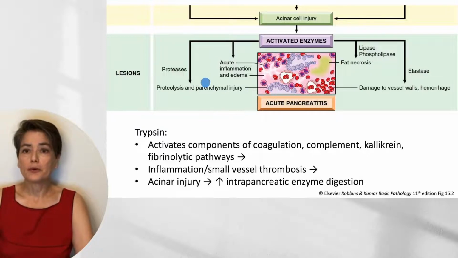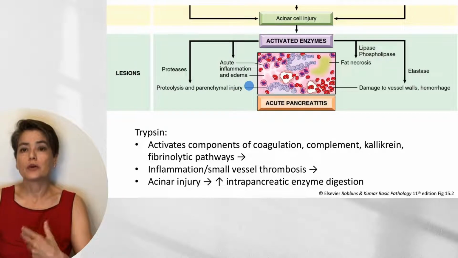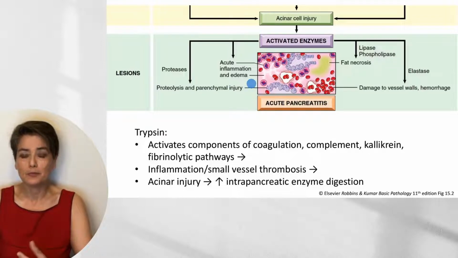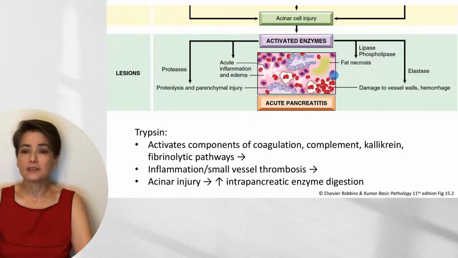This injury is going to bring in acute inflammation. With acute inflammation, you get edema. Edema is going to cause pressure on blood vessels, further compromising blood flow, leading to ischemia, additional acinar cell injury. We're going to have areas of fat necrosis as lipase is released. This is going to cause inflammation. And then the release of elastase, which is activated from proelastase, is going to cause digestion and damage to vessel walls, leading to hemorrhage.